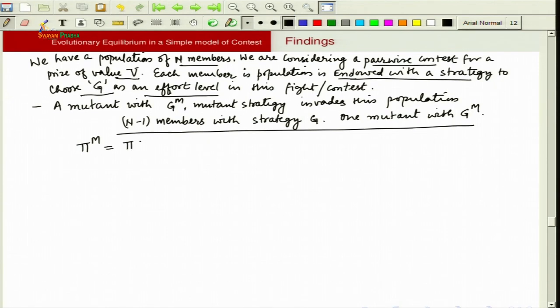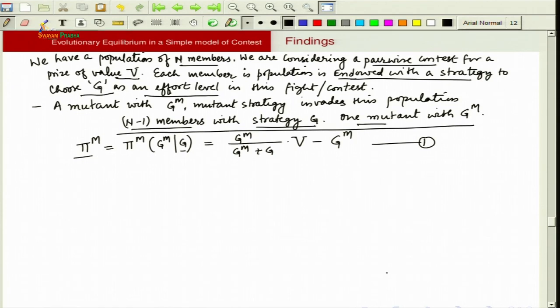This is nothing but the payoff of the mutant player with strategy GM against a player with strategy G. As we are considering this contest in a pairwise setting, two players are fighting at one time. So, when we write this for the mutant, the mutant will always be paired with another fellow with G as a strategy, because we have one mutant and n minus 1 members with G. So, this is nothing but the probability of winning this contest, which is the effort level of the mutant divided by the sum of both effort levels, GM plus G, multiplied by the value of the prize minus the effort level of the mutant. For this discussion I am calling this equation number 1. This is the payoff of the mutant.